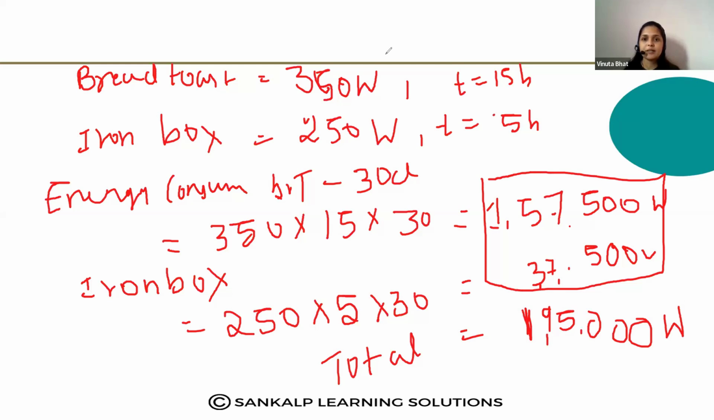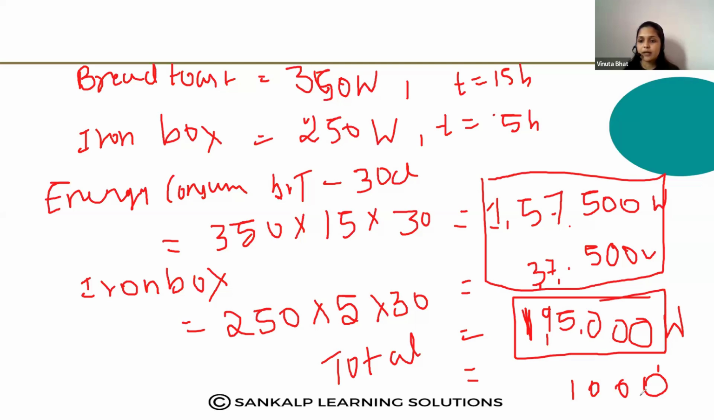So you have to convert this into kilowatt. Already it is given that for 1 kilowatt hour it is 4 rupees. The energy is in watt, so you have to convert it into kilowatt. To convert it into a kilowatt, you have to divide this by 1000. So 3 zeros removed and 3 zeros removed. So that is equal to 195 kilowatt hour.